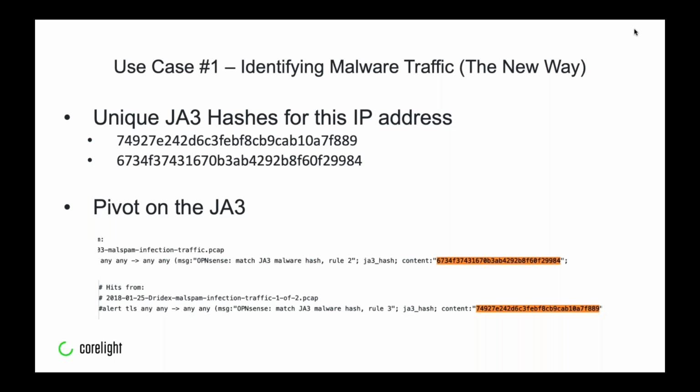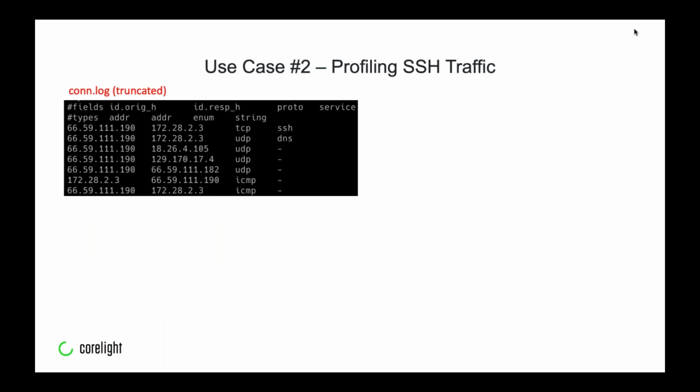There is a whole collection of JA3 hashes out there, which I'll provide a link to before this webcast is over, that we can use for lookups to prove both legitimate and questionable traffic as well. That's use case number one. Let's hop to our next one, use case number two.